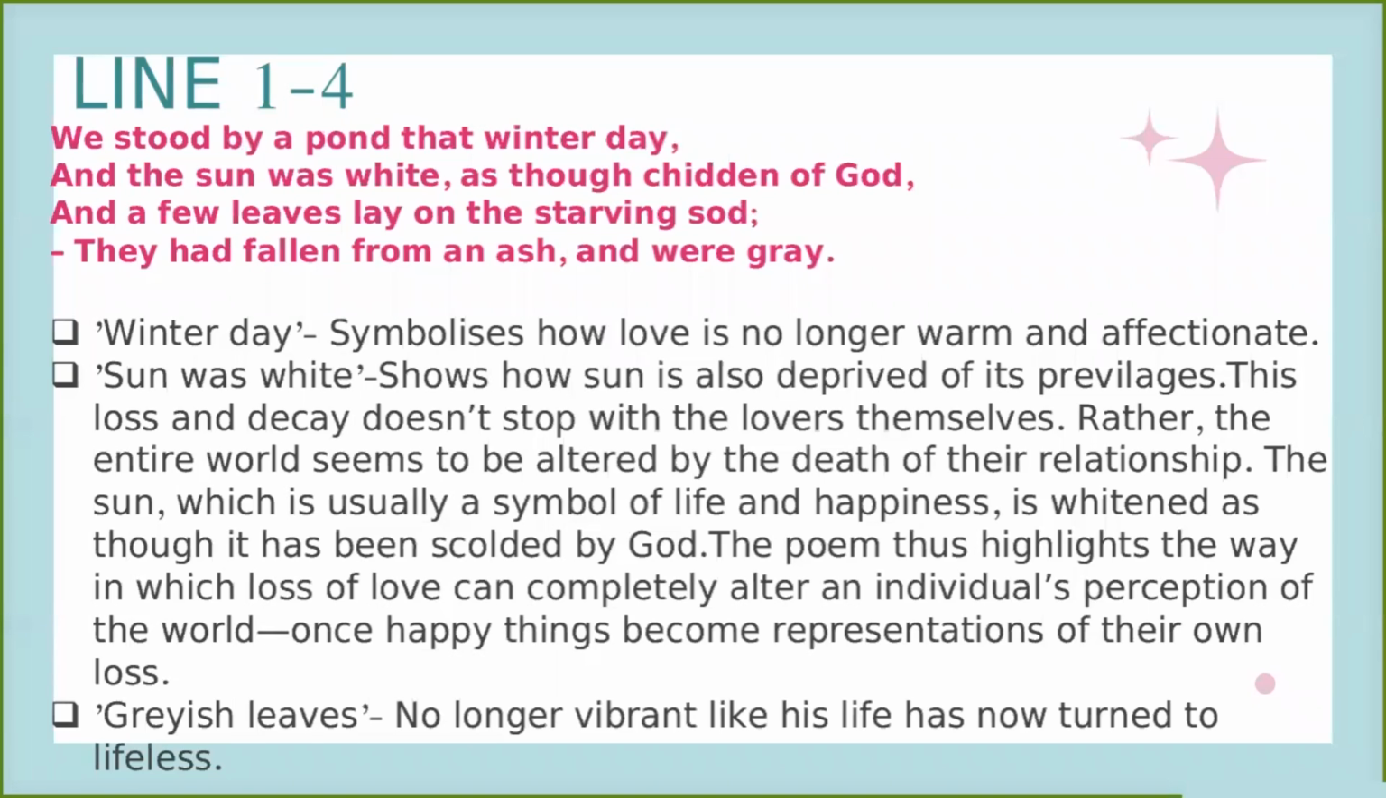So moving on to the lines, I'll be explaining the poem. Lines 1 to 4: We stood by a pond that winter day, and the sun was white as though chidden of God. So, we here is a personal pronoun highlighting that it is a memory, that they were standing near the pond, highlighting how he is memorizing his past.